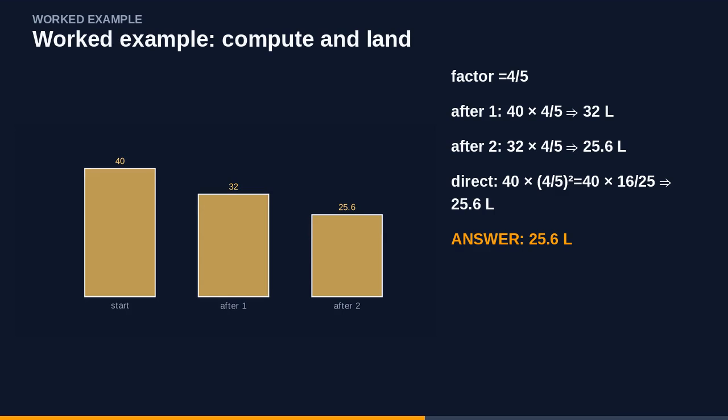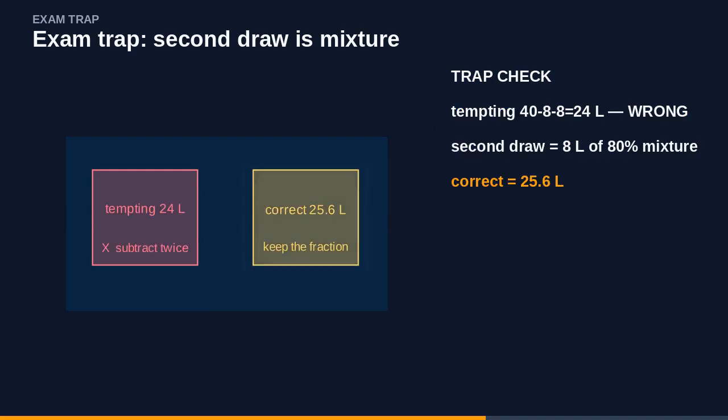The trap: do not treat every draw as pure milk after the first replacement. The later draws remove mixture. The exam trap is simple. Subtracting 8 liters of milk twice gives 24 liters and is wrong after the first replacement. The second draw is 8 liters of an 80% mixture, not 8 liters of pure milk. Keep 25.6, not 24.